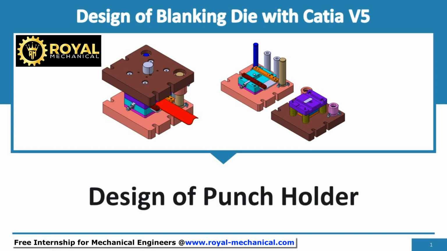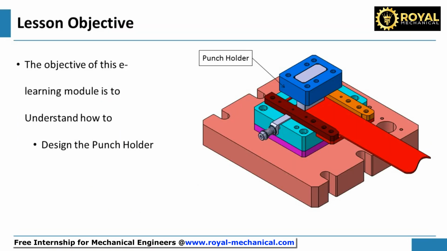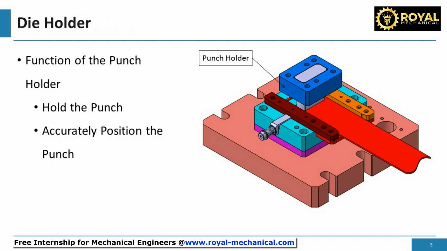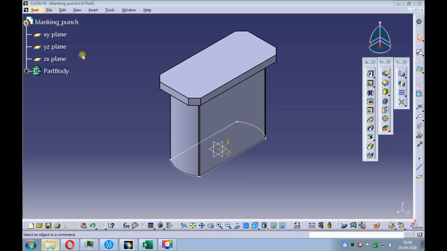Welcome. In this e-learning module, I shall demonstrate and make you understand how to design the punch holder using Catia V5. The function of the punch holder is to hold the punch and also to accurately position the punch. Now let me demonstrate how to design the punch holder in Catia V5.